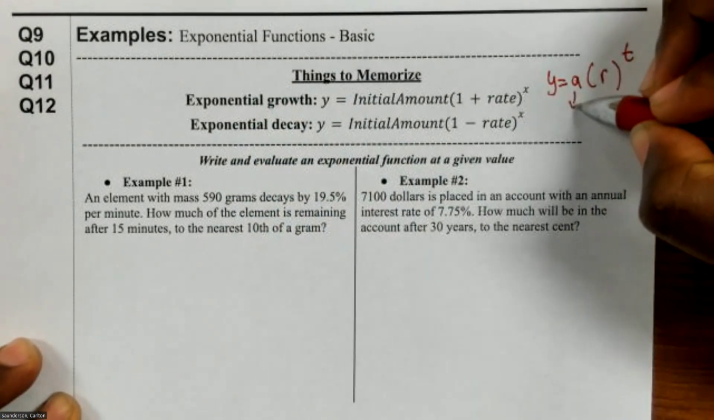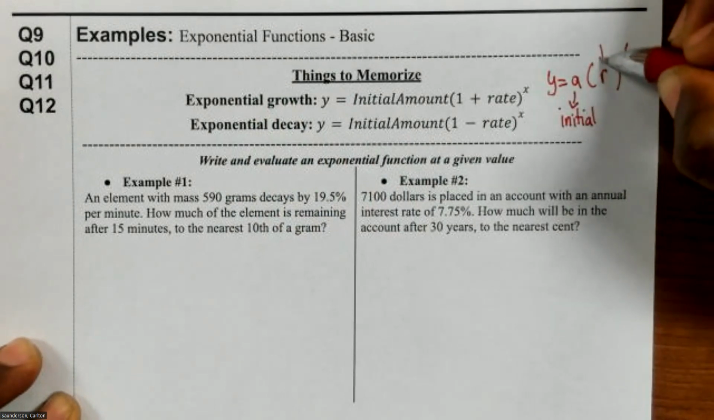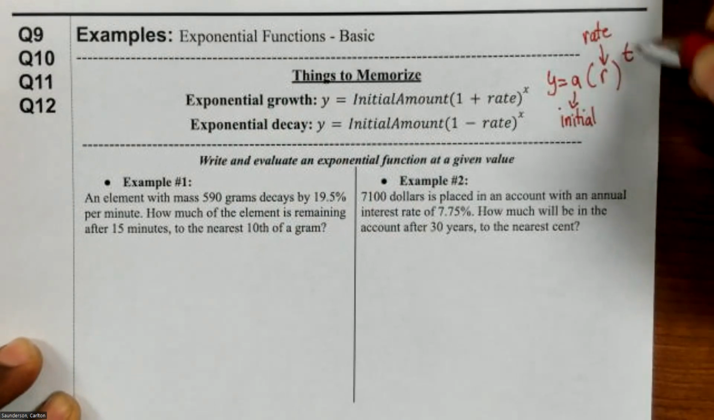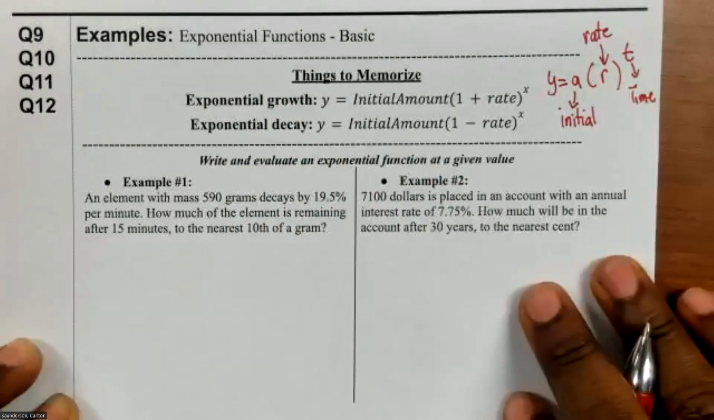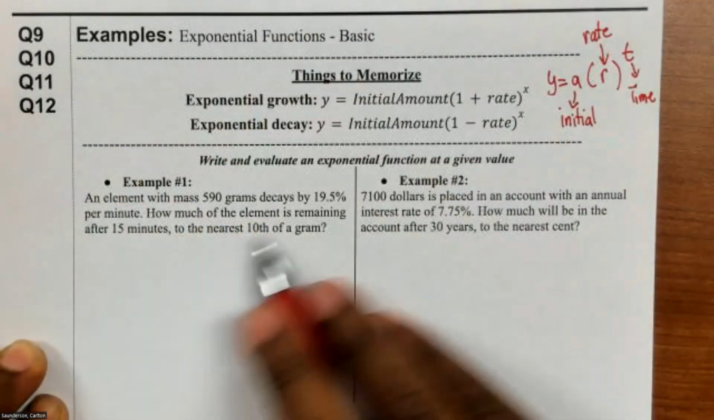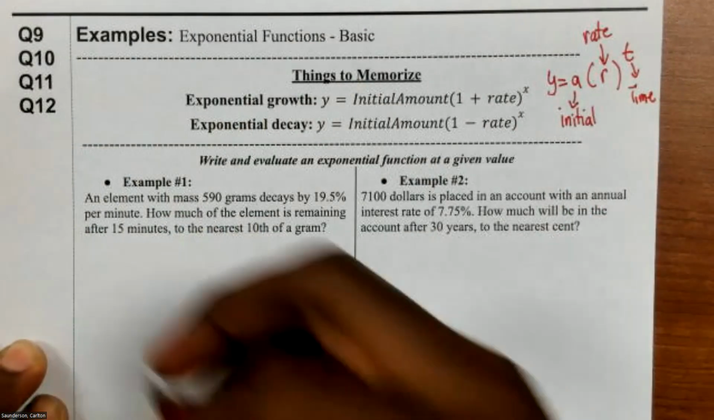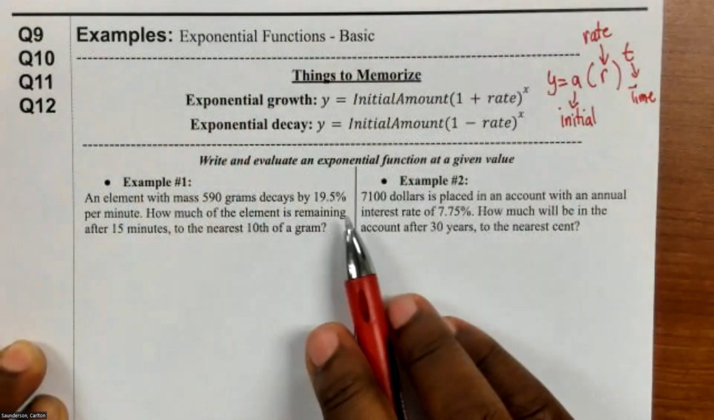Where a represents your initial value, r represents your rate, and t is your time. So when you're doing this question, guys, we're going to try to represent the information that's given here using this form. Every time you do this, you're going to write what each of these values will represent.